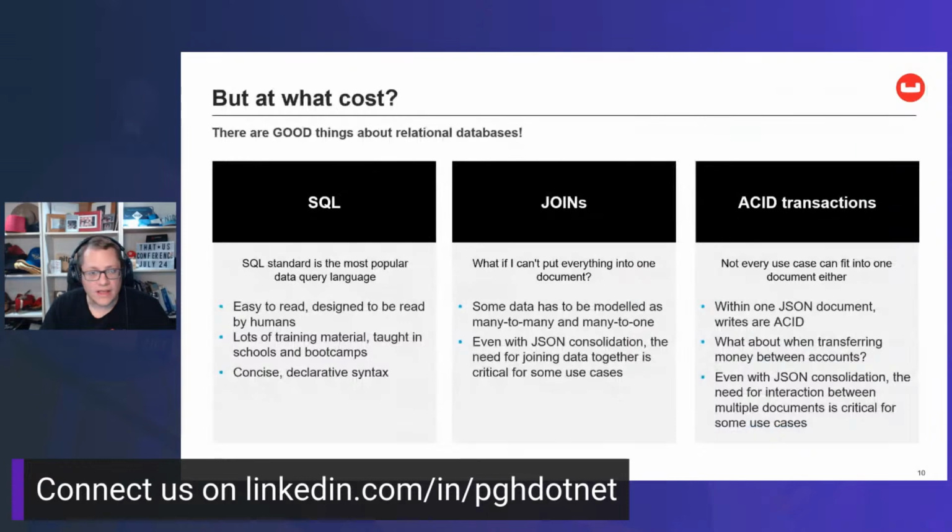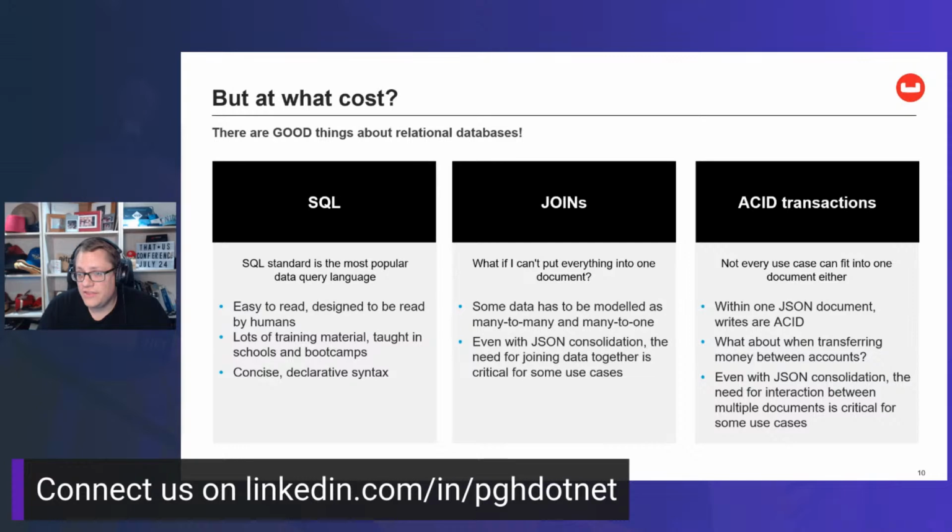But at what cost? What are the trade-offs here of using JSON? Because there's nothing that doesn't have trade-offs in software, unfortunately. There are good things about relational databases. Like I said, there's a reason that SQL has been around for a long time. There's a reason that relational has been around and continues to be used.